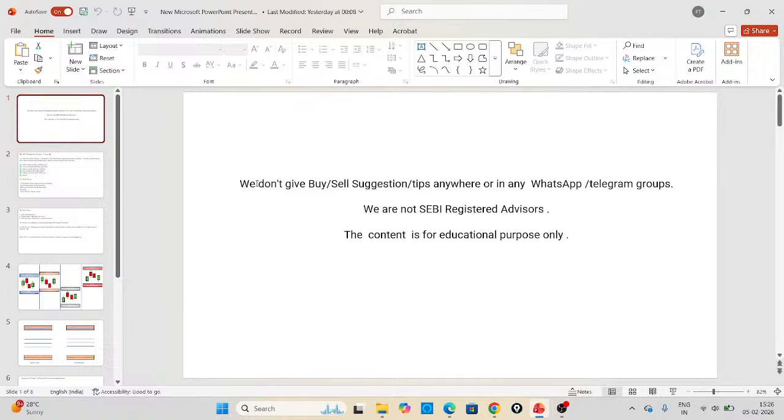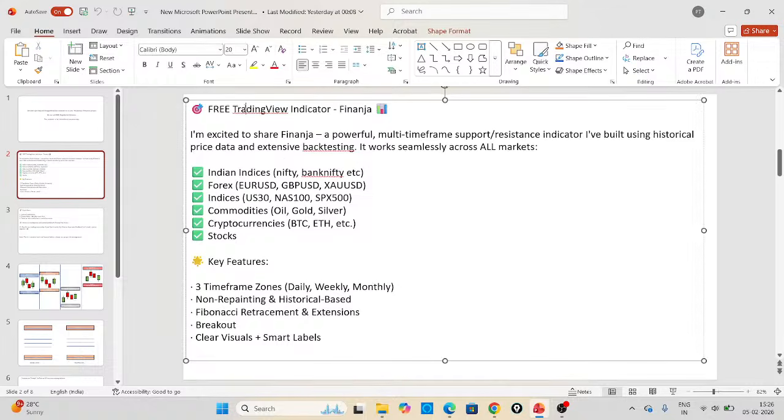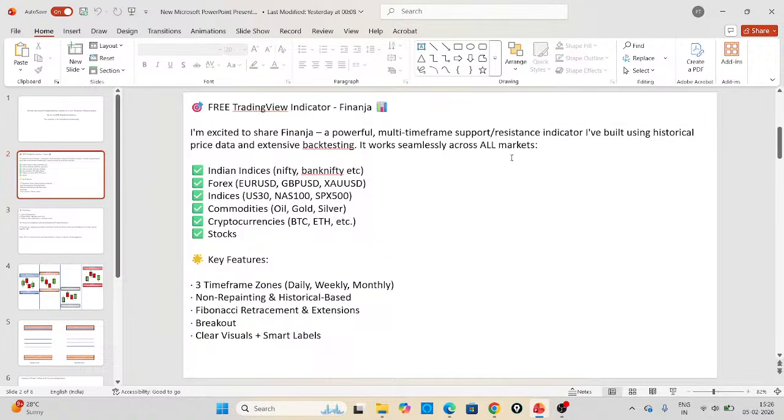So basically, as I mentioned, this is the disclaimer. This Finanja is a powerful multi-time frame support and resistance indicator, which I have built based on the knowledge of many influencers on YouTube and different sources. I also wanted to credit a lot of finfluencers for the stock market knowledge I gained. So I wanted to mention the credit.